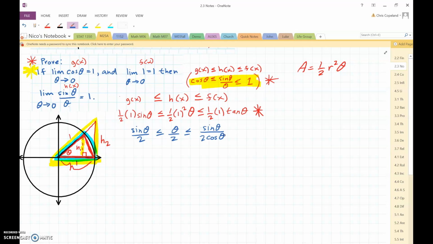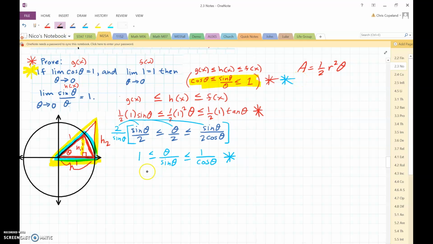Now, let's multiply through here by 2 over sine theta. Multiply all the way through here. This one would become 1. The 2's would cancel out here, so this is going to be theta over sine theta. And this last one here, the sine thetas are going to cancel out, the 2's are going to cancel out, so this would be 1 over cosine theta. So now this is starting to look like this.